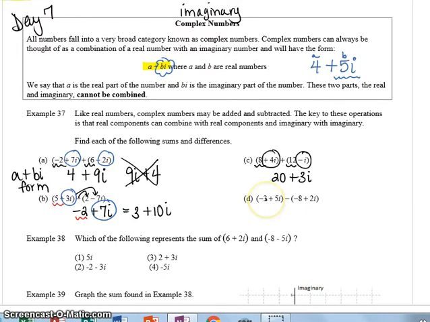Part D. Again, distribute the negative. So that becomes plus 8 minus 2i. So I have negative 3 plus 8, which would be 5. And then I have positive 5 minus 2, which would be plus 3i.